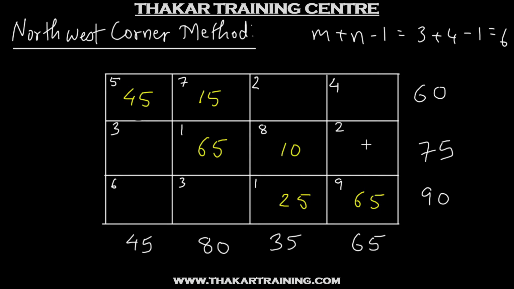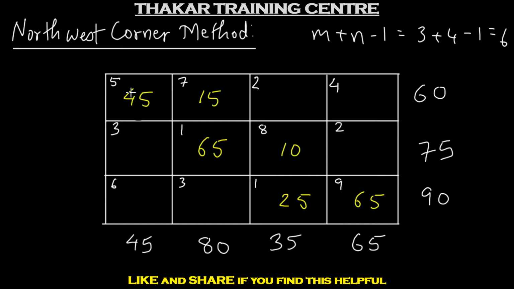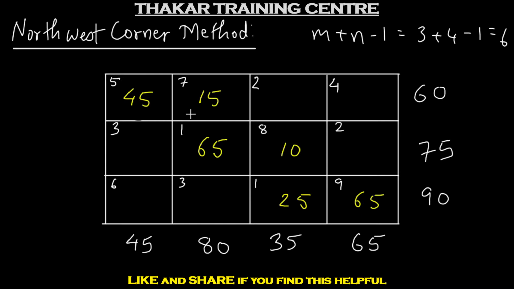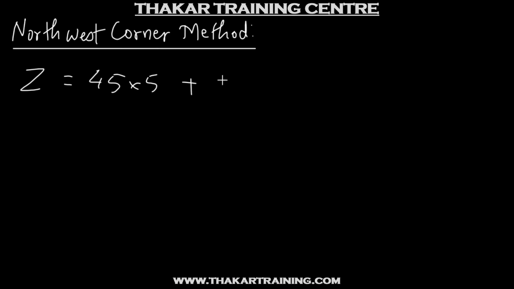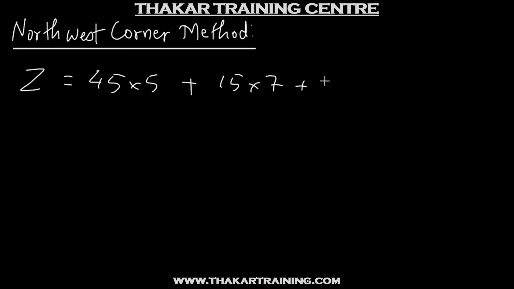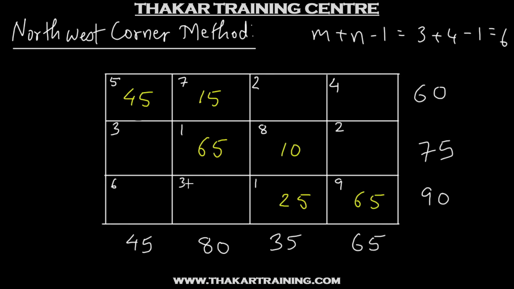So let's now find out what is the transportation cost associated with these allocations. So it will be Z equal to, so we have 45 units transported at the rate of 5. So that is 45 into 5 plus 15 units at the rate of 7. 15 into 7 plus 65 units at the rate of 1. 65 into 1. And likewise we'll have, so we get Z equal to 1085. And let's suppose that this is rupees. So the total transportation cost comes to rupees 1085 when the allocations are made according to the northwest corner method.